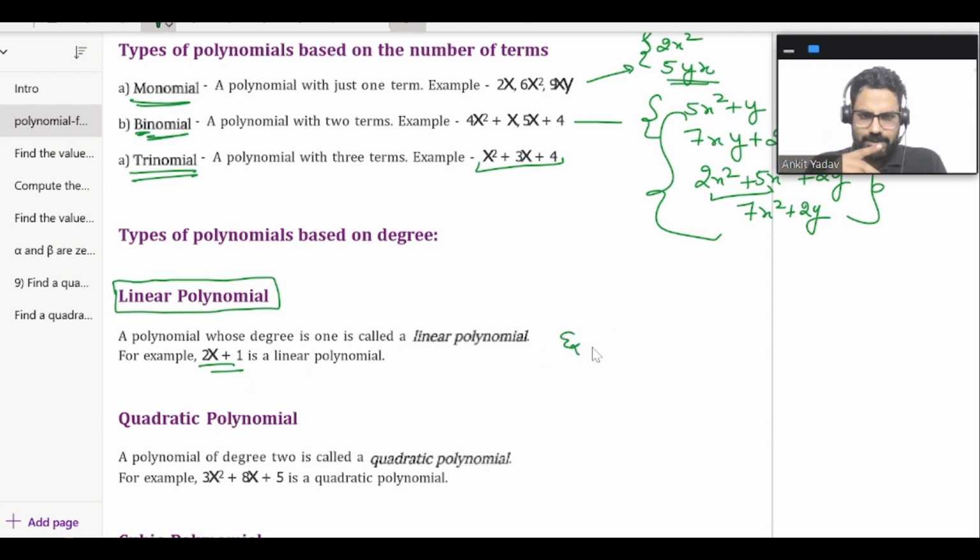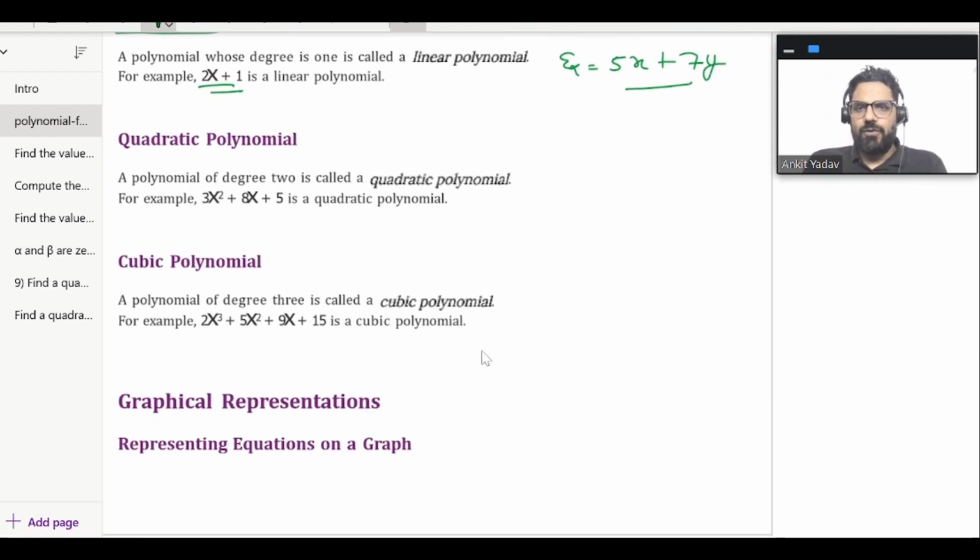Let's take one more example, that is 5x plus 7. Why? It is also a linear polynomial because here again the powers of the variable are 1 and 1, right? So it is again a linear polynomial. Okay. Let's go for the next one. That is quadratic. Quadratic means the power must be 2. The polynomial in which the maximum power, or you can say the degree of the given polynomial, is 2, that is known as a quadratic polynomial.